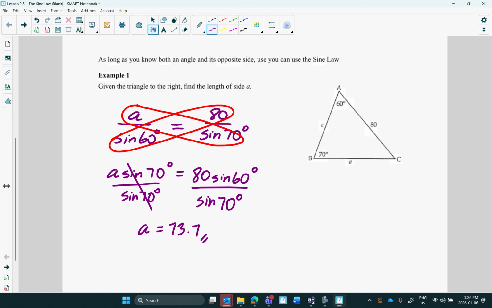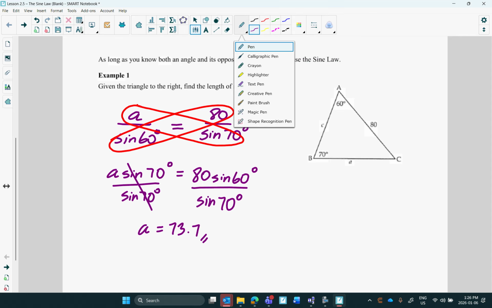When do we use sine law? Right here. Okay, we'll just underline it. As long as you know both an angle and its opposite side, that's when you use sine law. If you know an angle and its opposite side. If you don't, sine law is not going to work. That's when we use cosine law, which we'll talk about on Thursday. Okay?